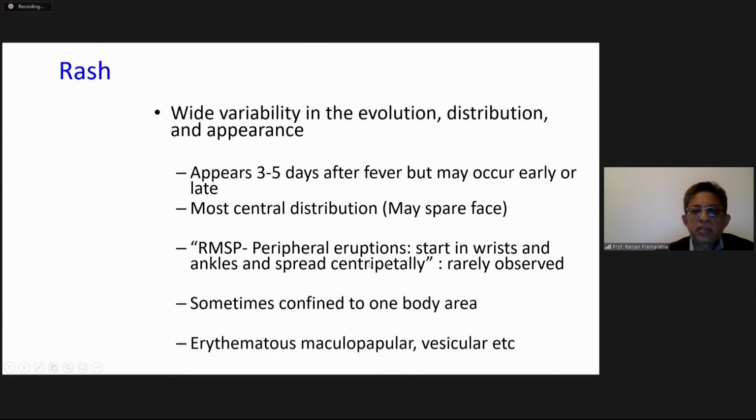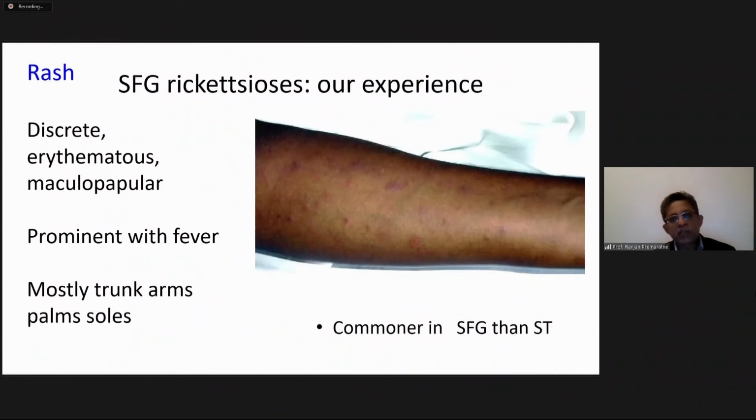Then these are some of the differences in the Rocky Mountain spotted fever and so on. Then the rash can be confined to one body area as well. Then sometimes you can get maculopapulovesicular rash as well. So this is our experience with the rash.